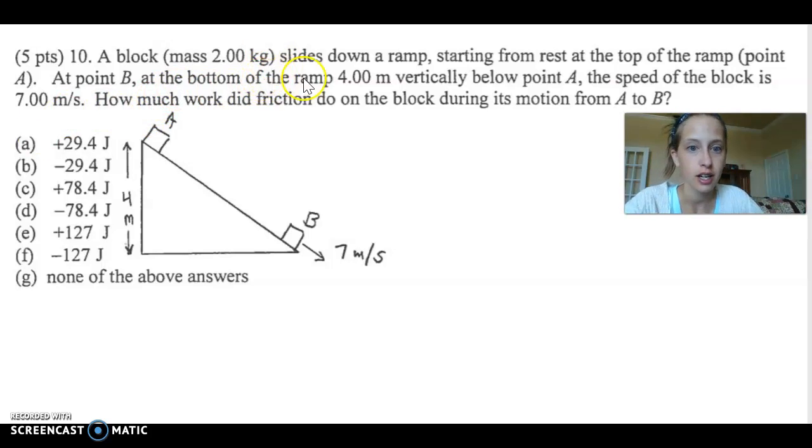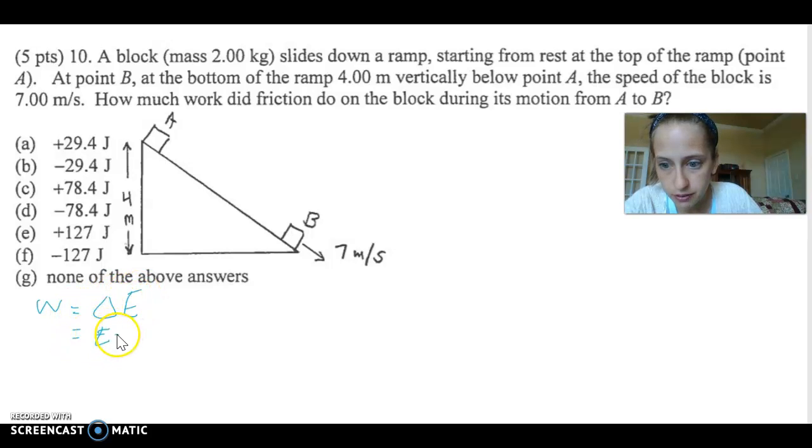So a block on a ramp starts from rest, then at the bottom it's going fast. How much work did friction do? Work is a change in energy, which means it's final energy minus initial energy. We have positive amounts of energy here, less energy here. Unless work is done, energy has to be conserved, but since work was done, energy wasn't conserved. We have less energy than before because friction slowed us down. So a negative answer has got to be our bet. So it can't be any of these.